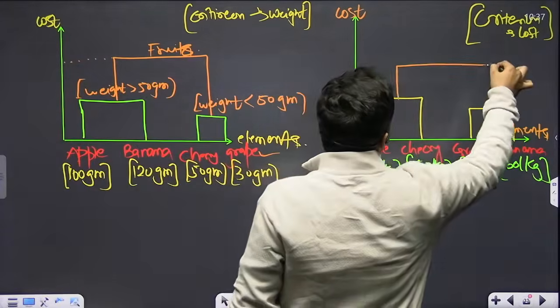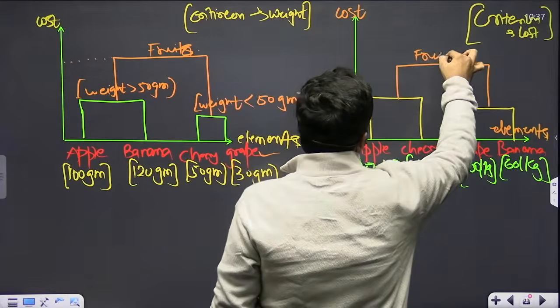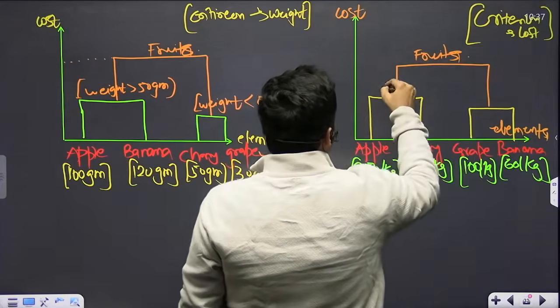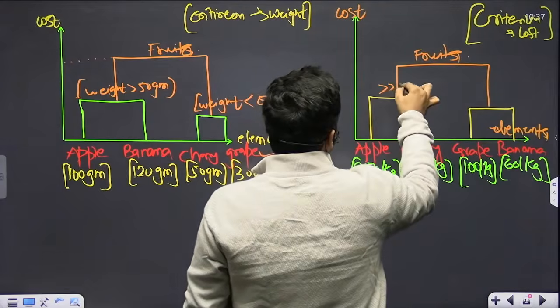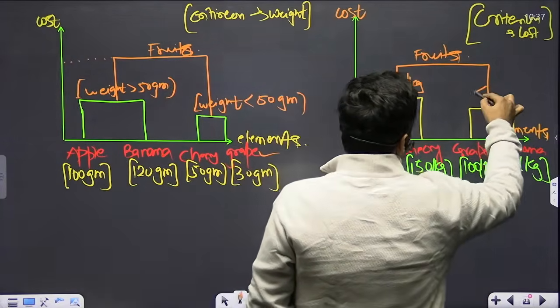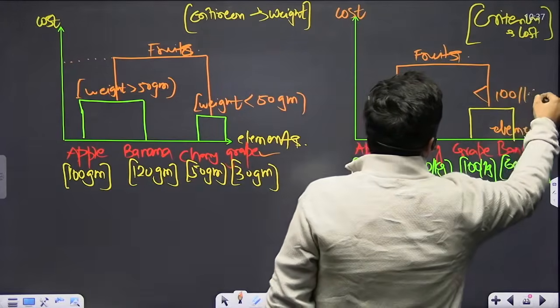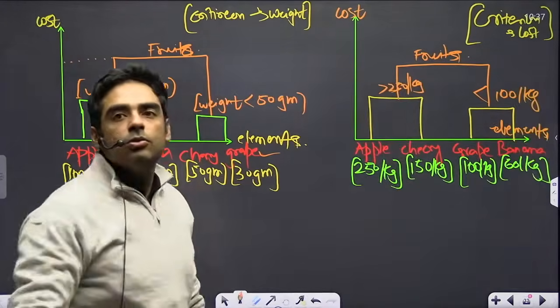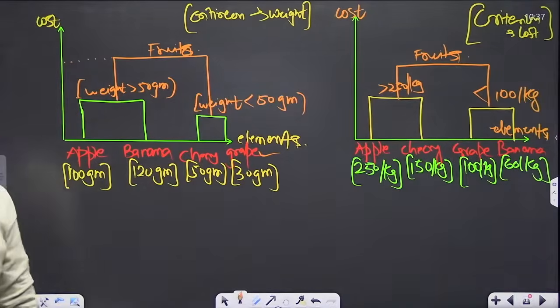ठीक है, तो इस तरीके से we can group this. तो इसका जो बड़ा बास्केट है, the name of this is fruits. Okay, here cost greater than 250 per kg, and here it is less than 100 per kg. तो इस तरीके से नाम कर लो, कुछ और नाम दे दो. ओके, तो ऐसे चलता है. ठीक है, तो दिस इज हाउ द हायरार्किकल क्लस्टरिंग वर्क्स.